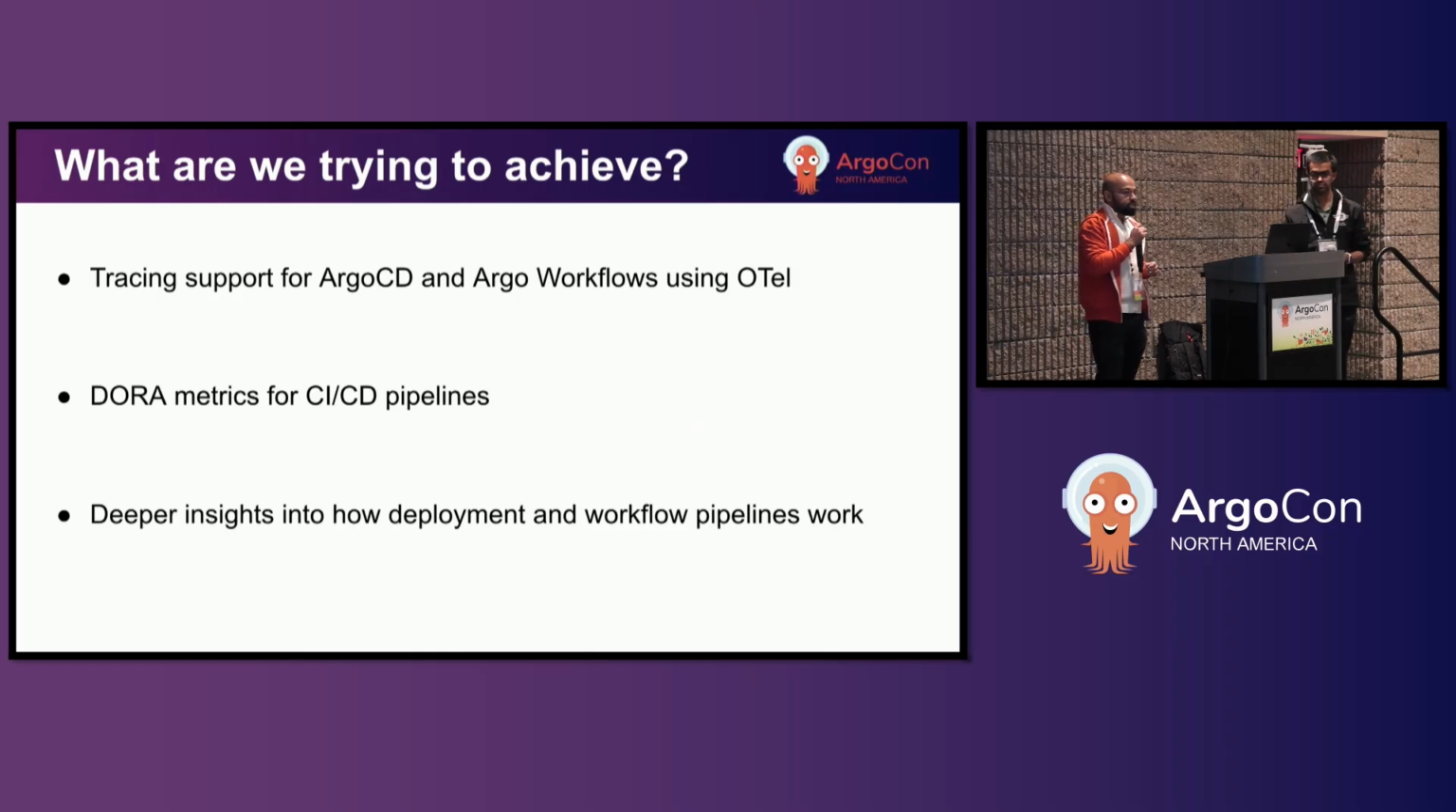We are trying to achieve three particular things. One, tracing support for both ArgoCD and Argo Workflows using OpenTelemetry. The second thing is DORA metrics for your CI/CD pipelines. And the third one is we want to get deeper insights into how deployment and workflow pipelines are working. What is the error? Why is it erroring out if any step is taking longer? What is the latency? What is the problem? And if everything is functioning correctly.